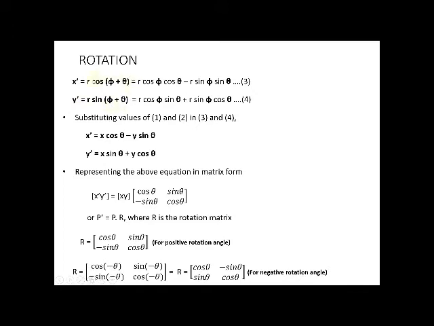Now we expand this cos(phi plus theta). cos(a plus b) is cos a cos b minus sin a sin b. So our equation becomes r cos phi cos theta minus r sin phi sin theta. Similarly, sin(a plus b) is sin a cos b plus cos a sin b, so we have two equations in this format.